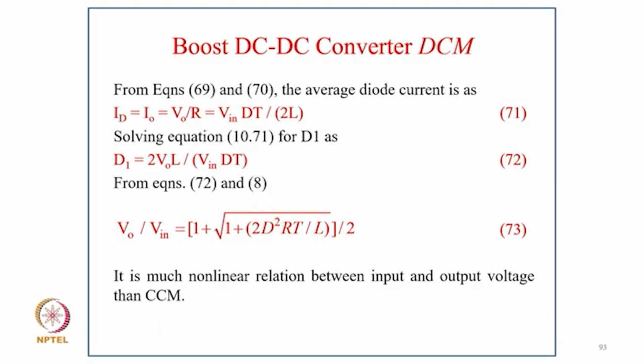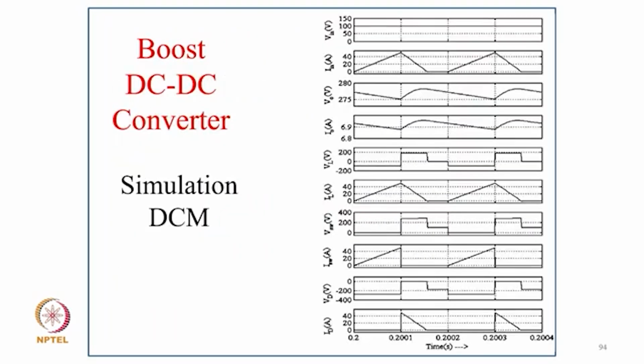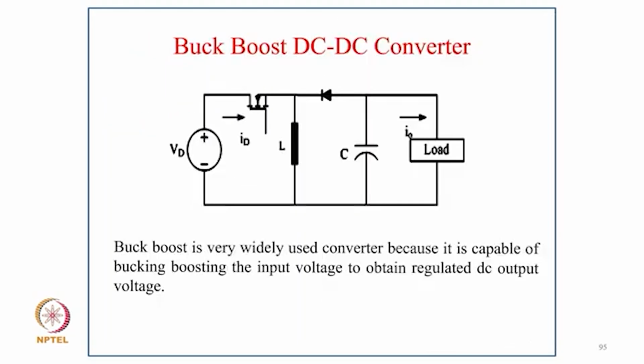It means the output voltage and input voltage relation depends not only on duty cycle, but also on the load resistance, the switching frequency, and the inductor value. So it is a much more nonlinear relation between input and output voltage than in continuous conduction mode. And these are the typical waveforms for discontinuous conduction mode. As you can see here, the inductor current, that is the input current, becomes discontinuous, and all the waveforms like input voltage, input current, output voltage, output current, inductor voltage, inductor current, switch voltage, switch current, diode voltage, and diode current are shown.